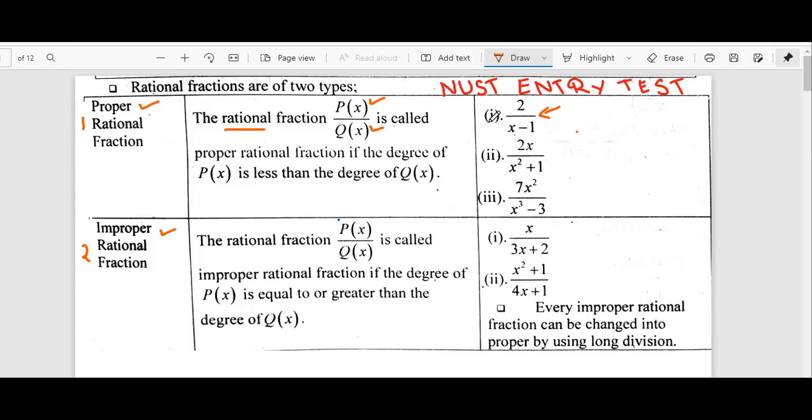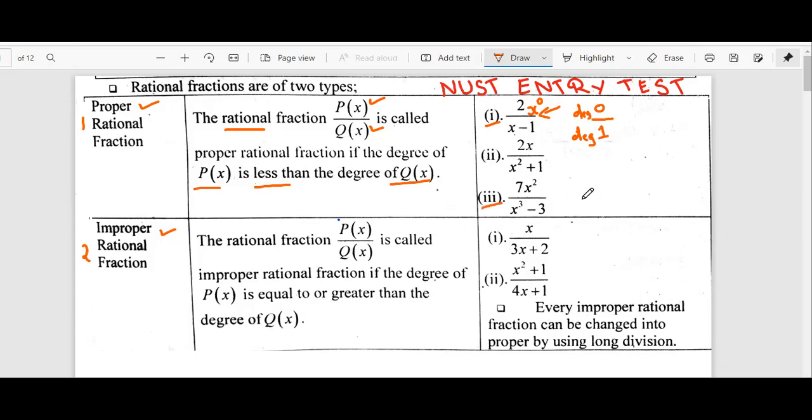So if we look at this first example, here in the numerator, we can write x to the 0 because x to the 0 is 1, and we can multiply 1 with any fraction, with any equation, because that does not change anything. So the degree of numerator is 0 and the degree of denominator is 1, right? So since 0 is less than 1, it is a proper fraction, because this is what the definition says. The degree of p of x is less than the degree of q of x, right?